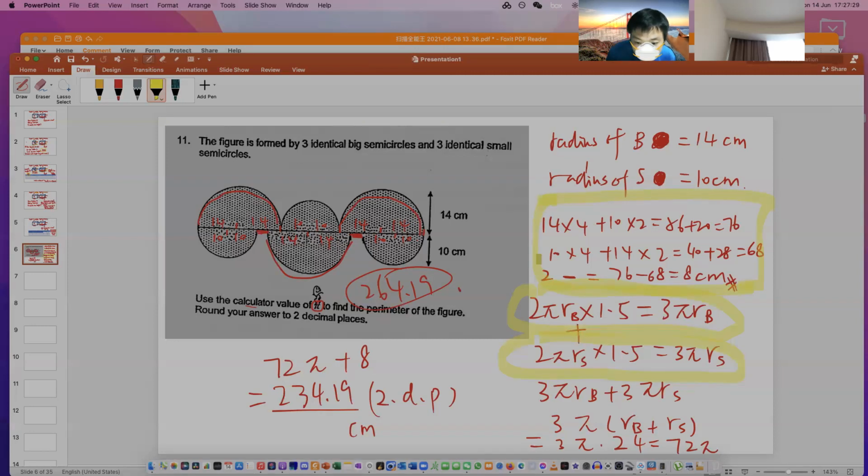And then of course, you add these 3 up. So basically you do it step by step. Even though this answer might be incorrect, you will get marks for your steps or your workings. Okay, so that's the strategy.